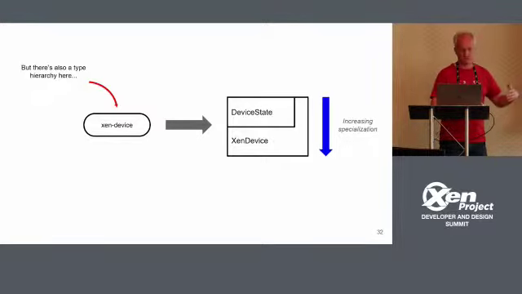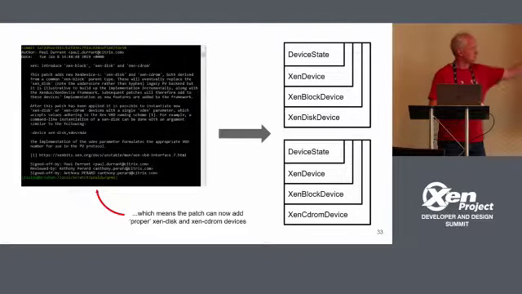And then later on in my series, I proceed and I specialize the Xen device into a Xen block device. And then I specialize Xen block device into two different things. So it's a Xen disk or a Xen CD-ROM. They have to be slightly different because of the way they handle pluggable media. So that's why there's two separate things.